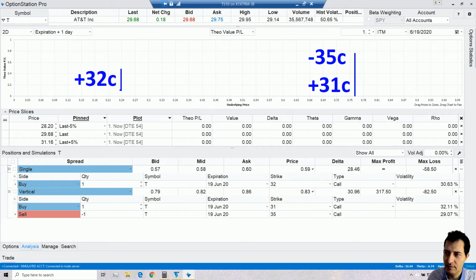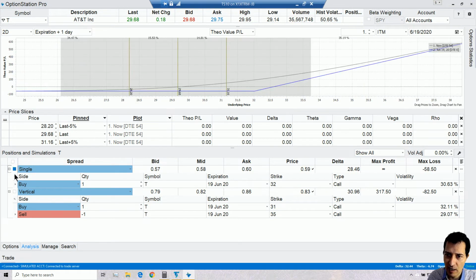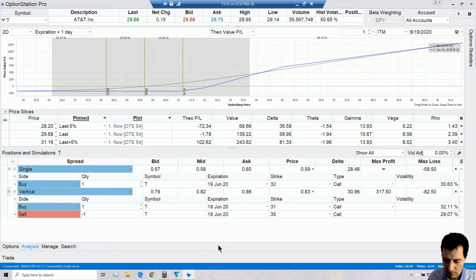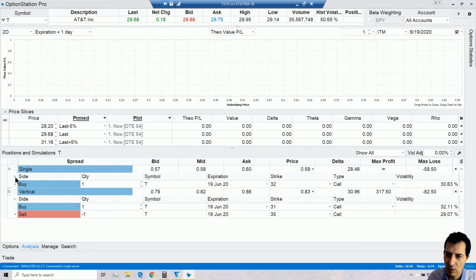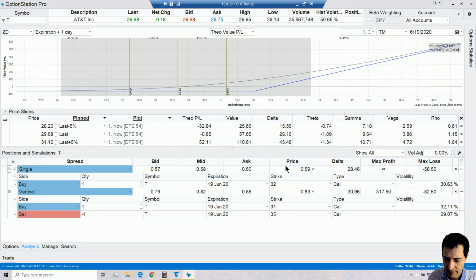So again, I can spend hours talking about this. But for now, let's say those two trades are going to be equivalent, okay? Let me do one at a time. When I look at the vertical spread, it has a delta of 30. I'm looking at the current price, so let's pretend you're taking the trade now. So it has a delta of around 30. And if I look at the single call, it also has a delta of around 28.